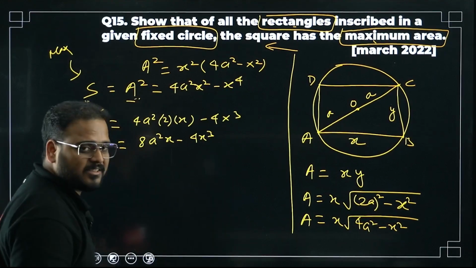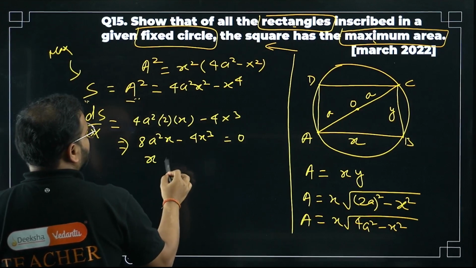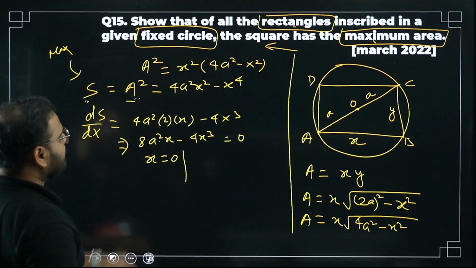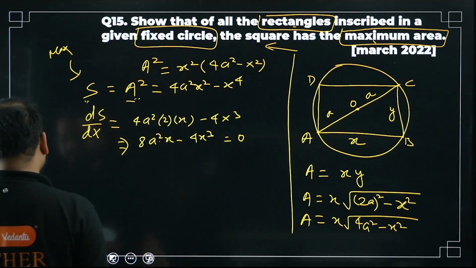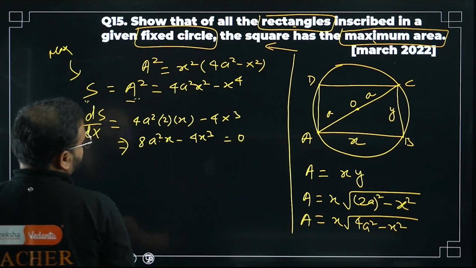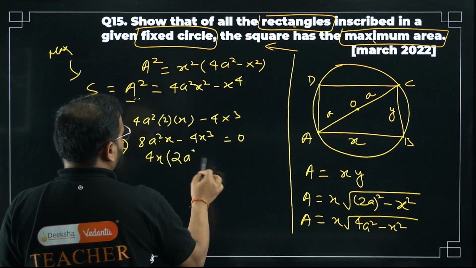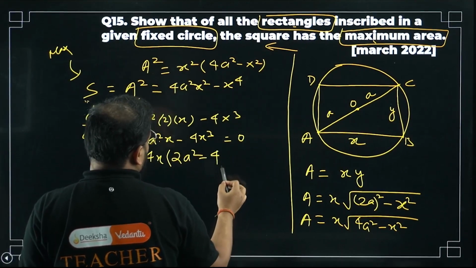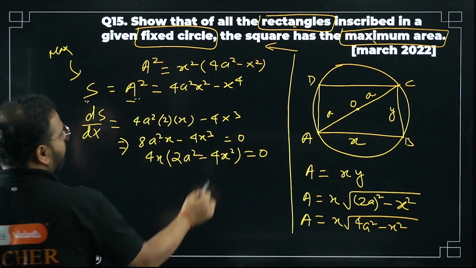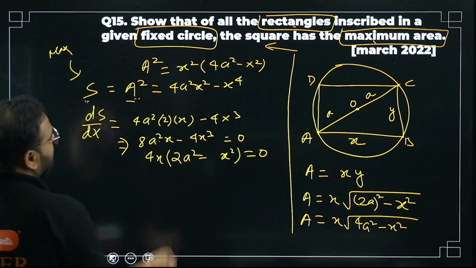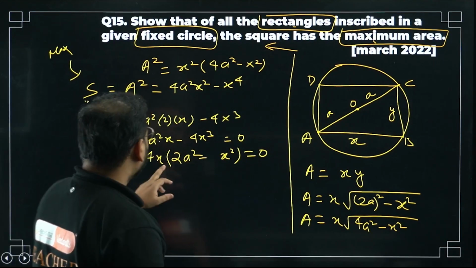To find the critical points for x, put it equal to 0. So one value will be x equal to 0. Okay, I can take x common. If you want, I can show you one more step to have this analysis. Take 4x common. What I'm getting? 2A square minus x square equals 0. I've taken 4x common, so 2A square minus x square. Okay? 2A square minus x square.